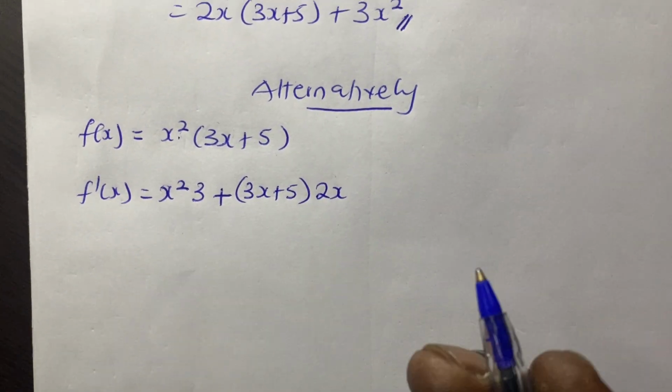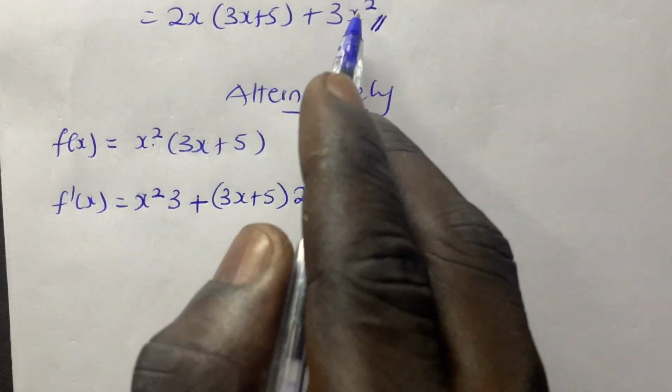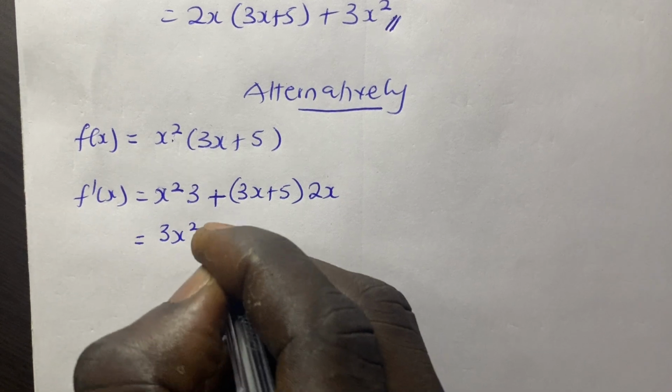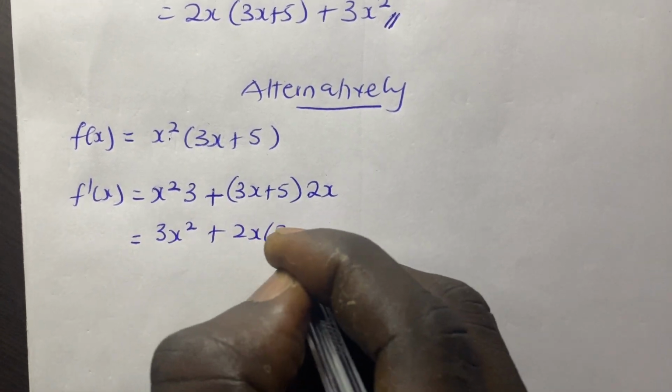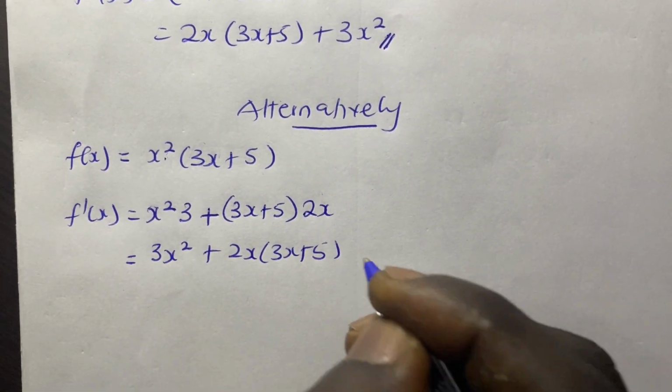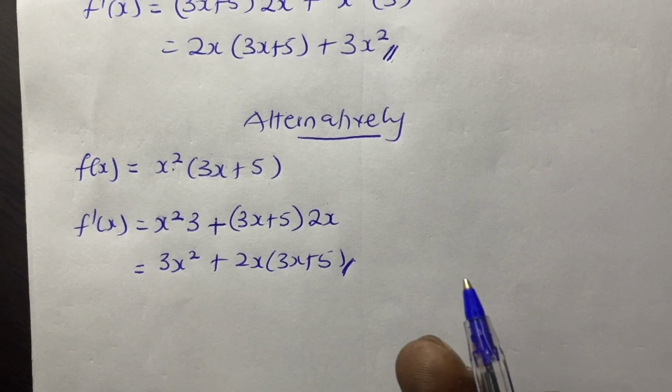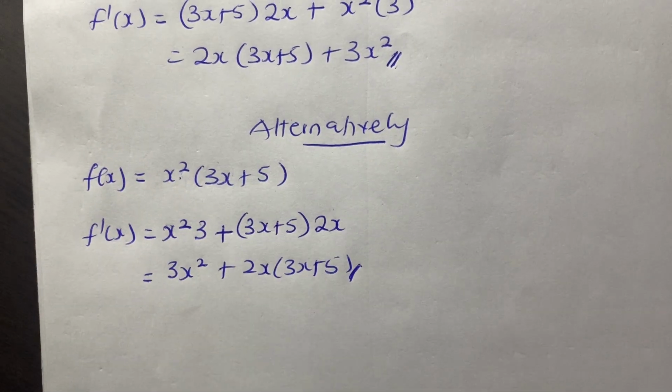So you can just leave this like that, because that's the same as what we had here, or you can rewrite it if you want to get 3x squared plus 2x into bracket 3x plus 5, right? Which is the same answer we have here. You can also decide to exchange it or leave this like that, right?